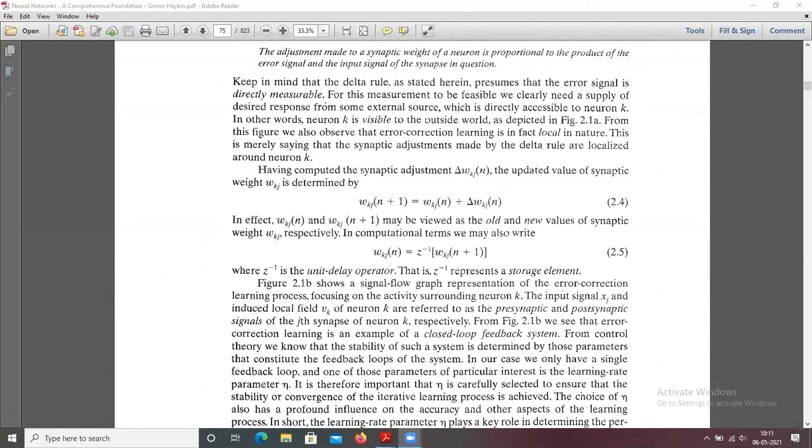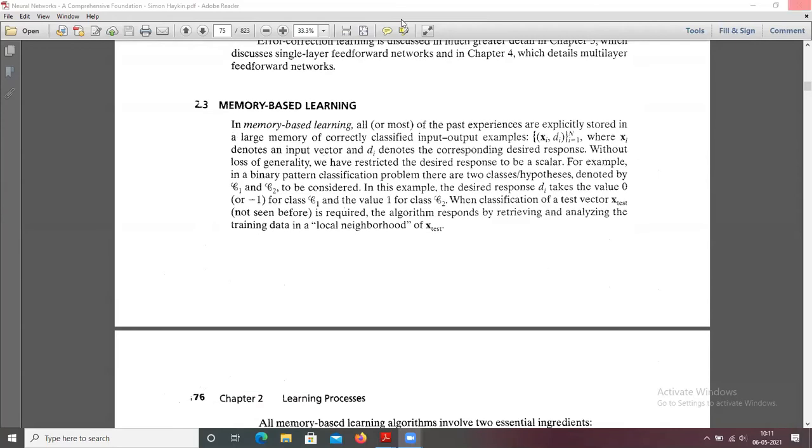The next learning mechanism is memory based learning. In memory based learning, all of the past experiences are explicitly stored in a large memory. In memory based learning, we try to mimic the way the brain recollects information.